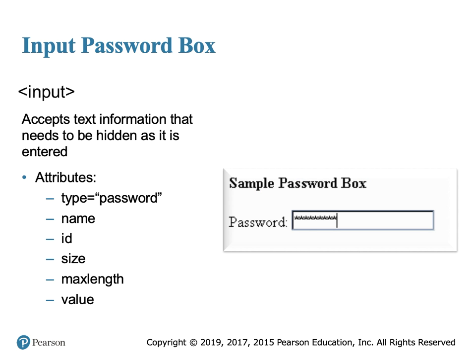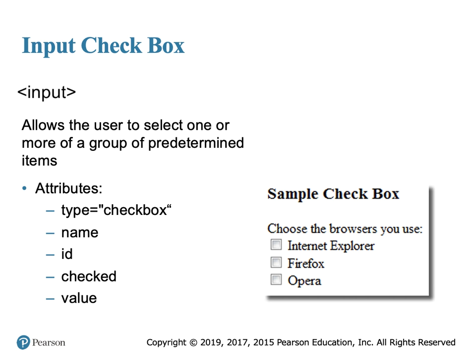The input tag with the type set to password will hide the text as it is entered. Again, it is just an input box, but with the type set to password. It also has attributes of name, ID, size, max length, and value. The input field with the type set to checkbox will allow the user to select one or more of a group of predetermined items. The attributes are type equals checkbox, name, ID, checked, and value.